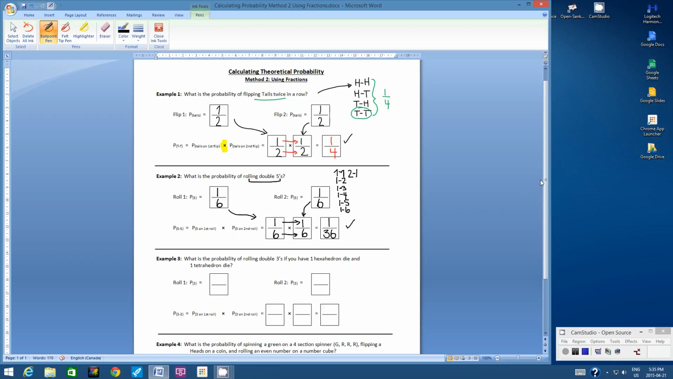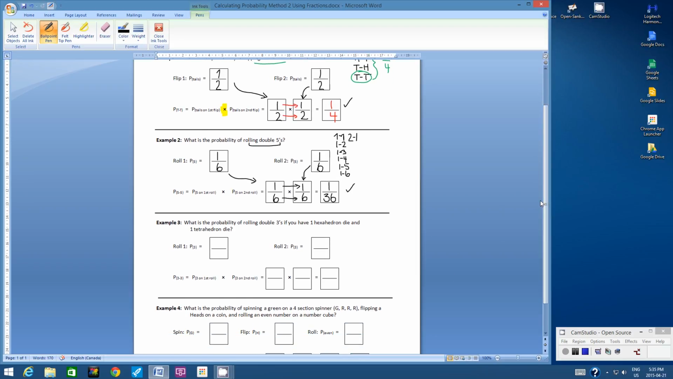Okay, so you might be thinking, is this first fraction always going to be the same as the second fraction?